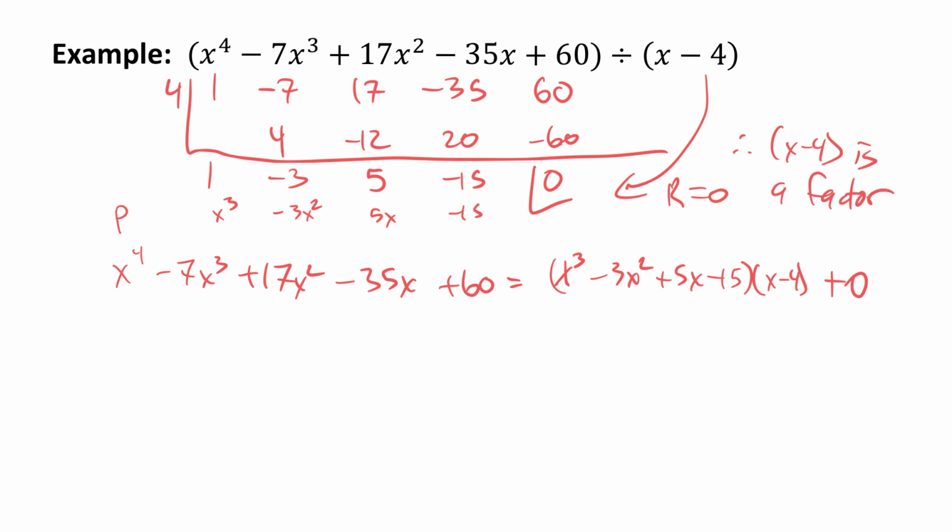We can see that this remainder of 0 can kind of be ignored, and we actually factored our polynomial. Pretty cool. So sometimes when you're doing polynomial long division, it does go in evenly, and that's when you have no remainder. That's a factor.